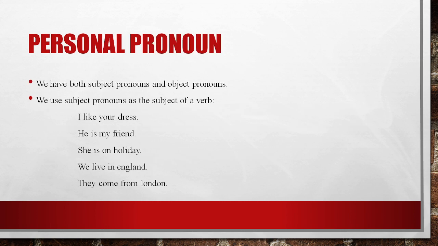Personal pronouns. So we have both subject pronouns and object pronouns. We use subject pronouns as the subject of a verb. I like your dress. He is my friend. She is on holiday. We live in England and they come from London.